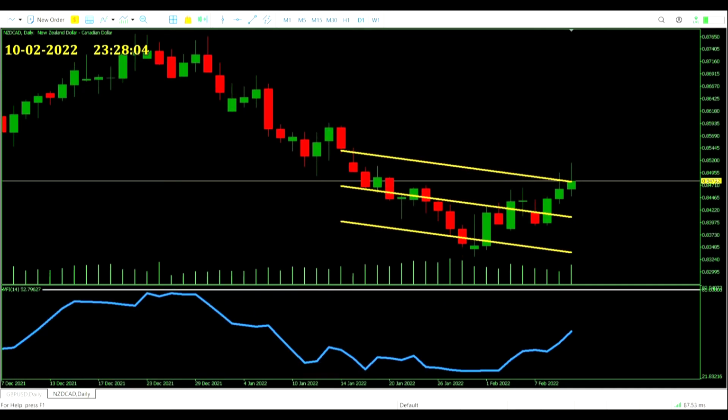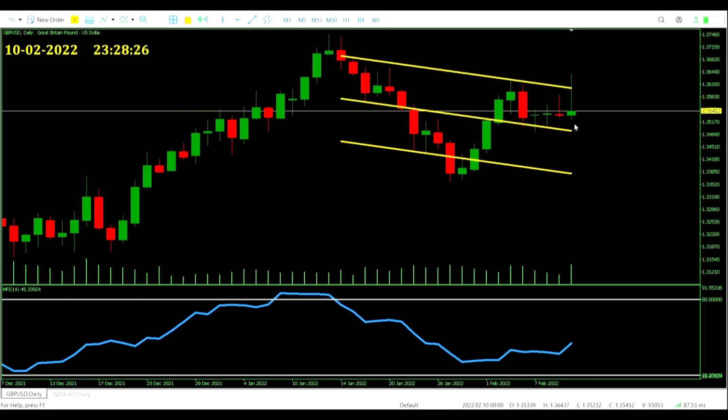So now the only other combination we've got to check is the New Zealand dollar Canadian dollar versus the pound US dollar. And that comes in at -48. So no clash there. We can get in on both these trades. Let's start with the pound US dollar. It's going to be a sell trade.